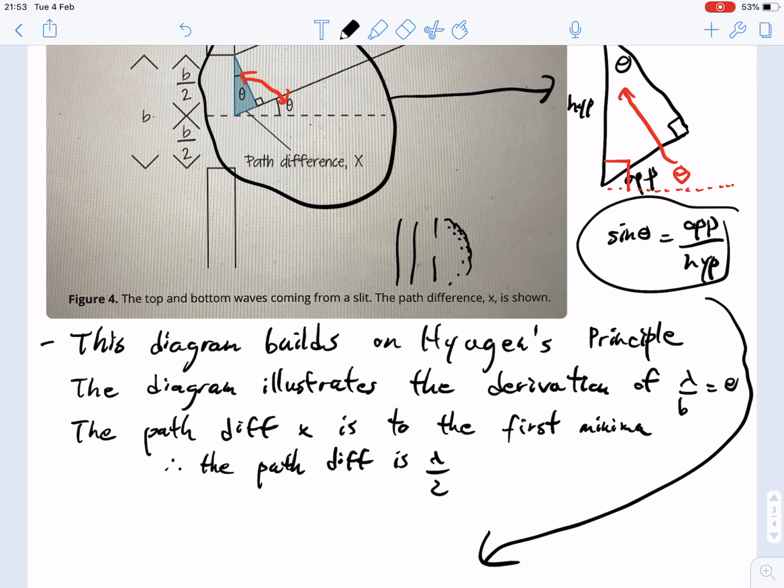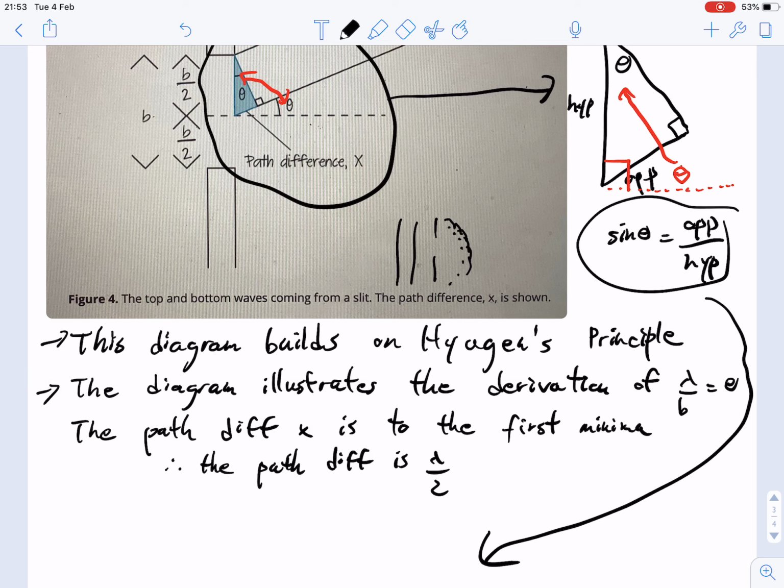So the next point is the diagram illustrates the derivation of lambda over b equals theta. So it's just the derivation of the formula, and we'll get into that in just a moment.